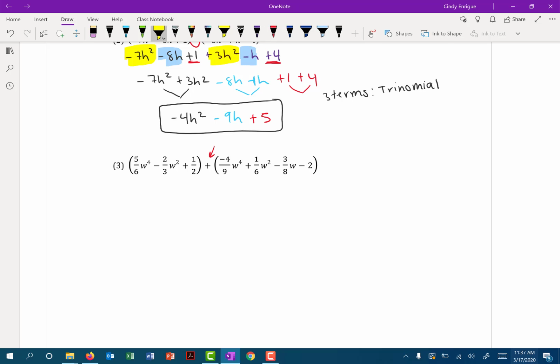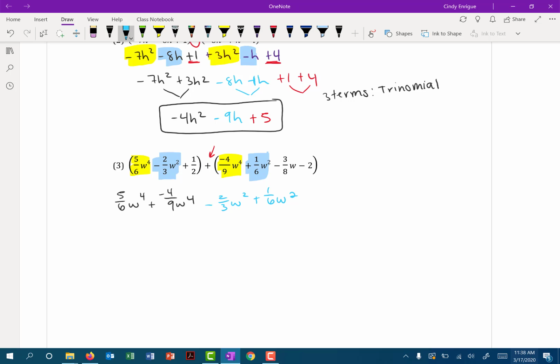Let's start highlighting some of the terms that we're going to be adding together. Here's a w to the fourth, and here's a w to the fourth term, so we're going to be adding those two terms together. So I have 5/6 w to the fourth plus a negative 4/9 w to the fourth. Now I don't have any w cubed terms, so that's okay. The next thing I'm going to look for are w squared terms. So I have a negative 2/3 w squared and a positive 1/6 w squared.